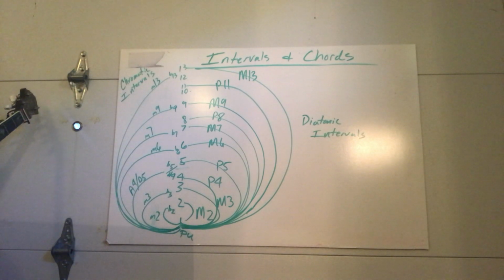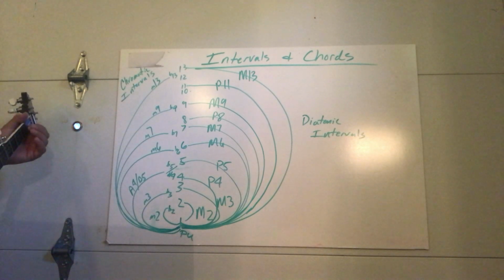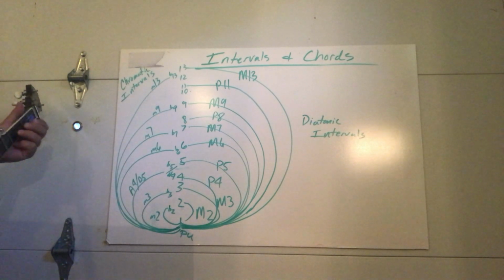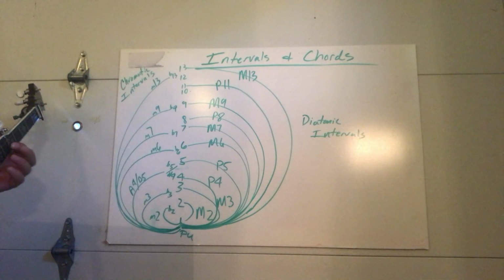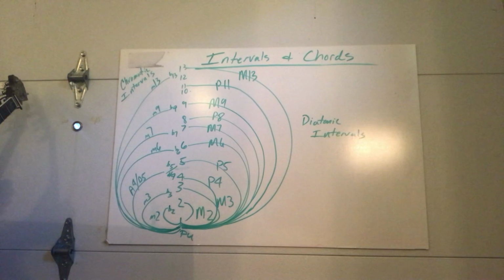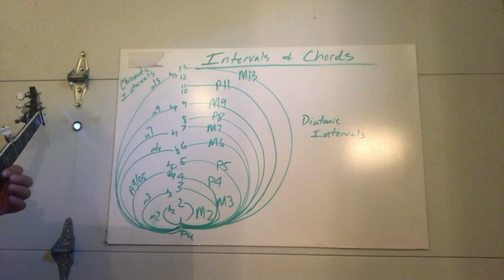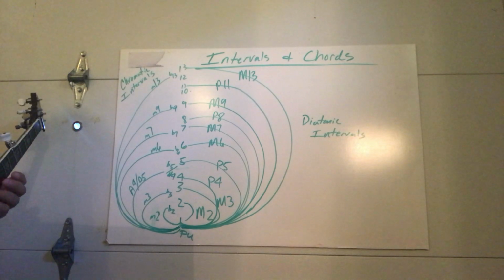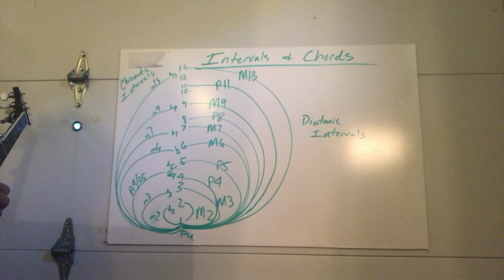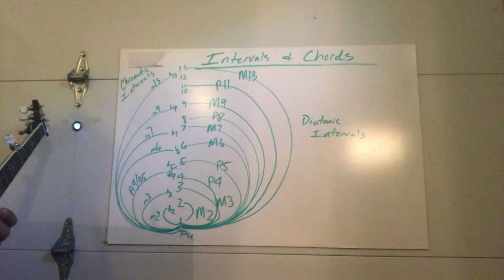If we go up to the four, we have a perfect fourth. If we go up to five, we have a perfect fifth. If we go up to the six, we have a major sixth. The seventh, we have a major seven, and if we're going up to eight, we have a perfect octave or a perfect eighth. Ninth, we have a major ninth. We're going to skip 10 and go to 11, would be a perfect 11th, and if we go to 13, we'll have a major 13.